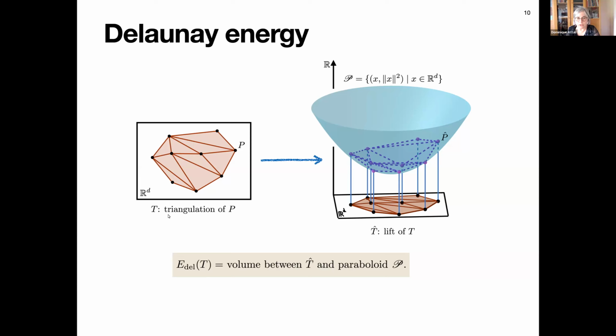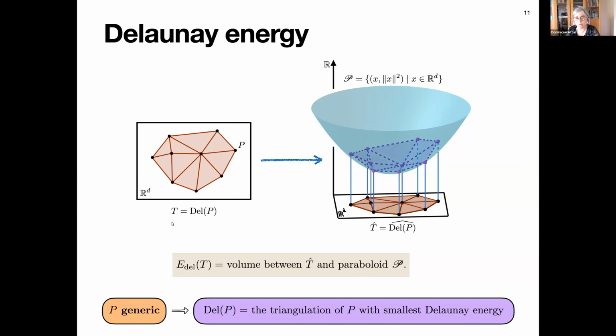So to a triangulation T, we have associated a lifted triangulation T hat, and now the Delaunay energy is the volume between the lifted triangulation and the paraboloid. And this volume is known to be minimized when the triangulation T is the Delaunay complex. And it turns out that this Delaunay energy has a nice expression.